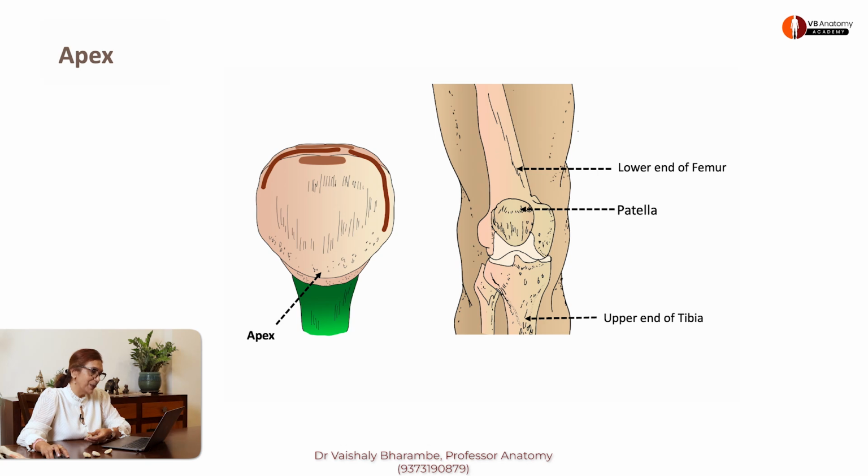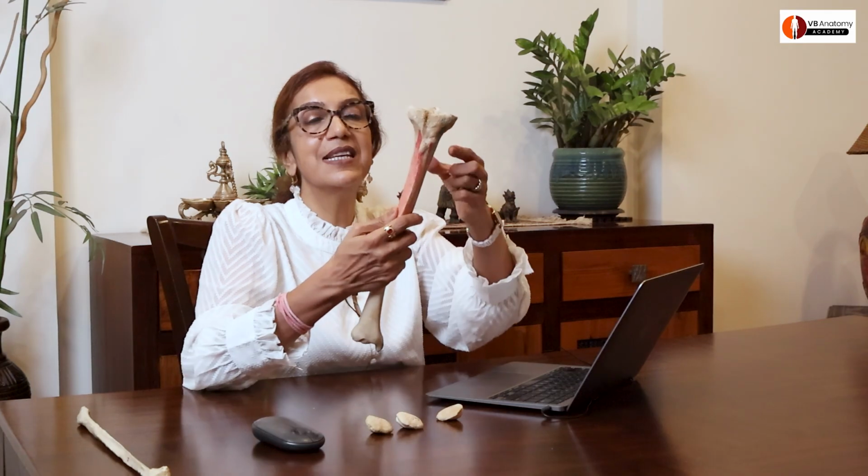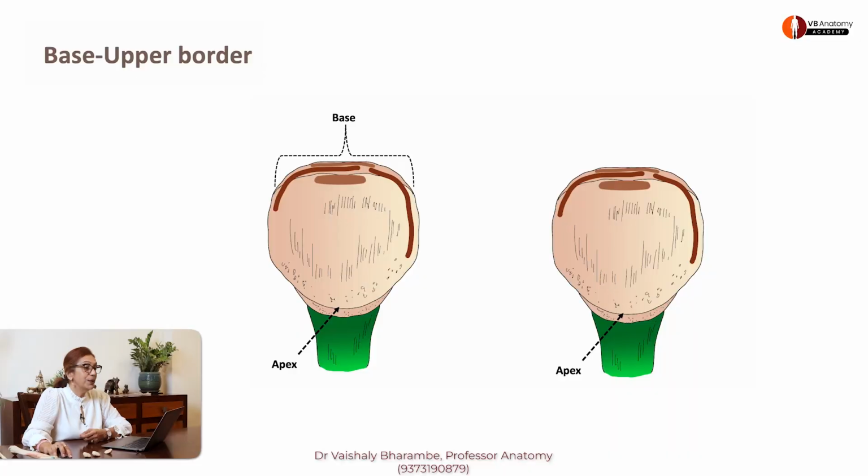The apex of patella here gives attachment to your favorite ligament, ligamentum patellae, extending from the patella down to the tibial tuberosity on tibia. See here, on the tibia over here, it goes and gets attached on the tibial tuberosity. So the base now. If you know that this upper border is the base, you can see that 3 layers of muscles are attached to it.